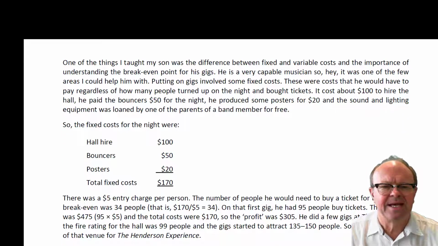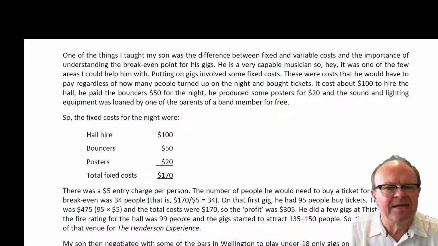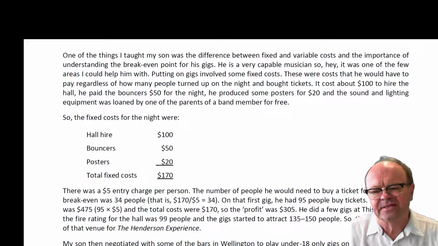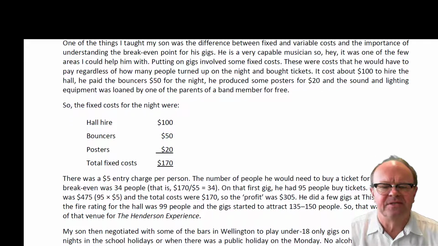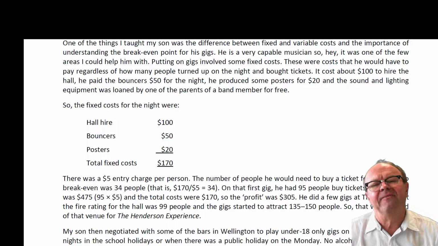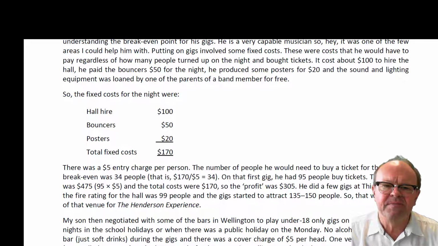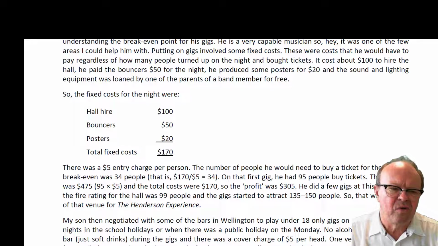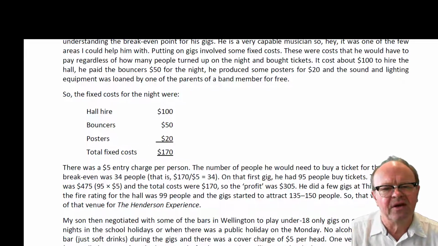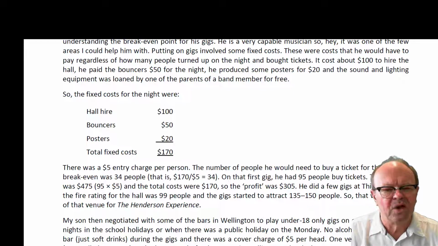One of the things I taught my son was the difference between fixed and variable costs, and the importance of understanding the break-even point for his gigs. He's a very capable musician, so hey, it was one of the few areas I could help him with. Putting on gigs involved some fixed costs. These were costs that he would have to pay regardless of how many people turned up on the night and bought tickets. It cost about $100 to hire the hall. He paid the bouncers $50 for the night. He produced some posters for $20, and the sound and lighting equipment was loaned by one of the parents of a band member for free.